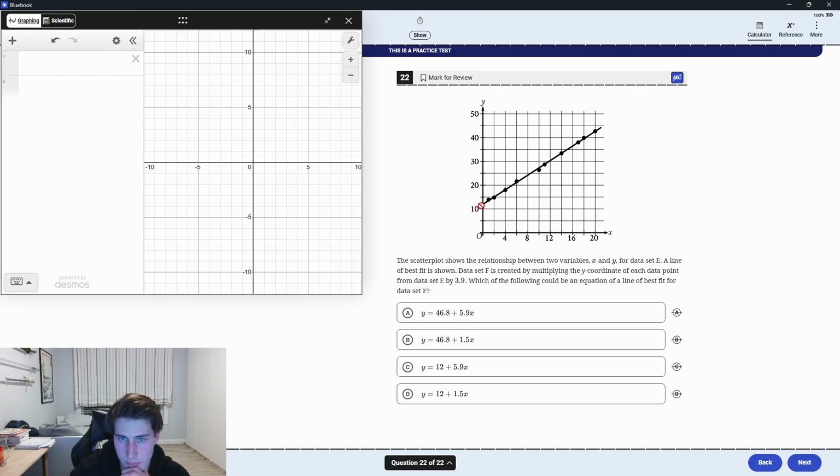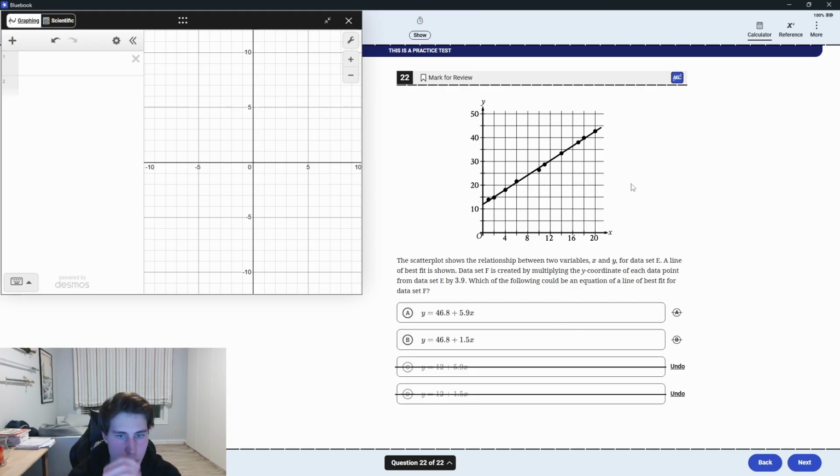Okay, so we have our y-intercept at about, what is this, 13-ish? If this is 15, yeah, like 12-ish. So if we're multiplying each y-coordinate of this value, we can't start with the same y-intercept, because if we're multiplying by 3.9, then the y-intercept is also going to be multiplied by 3.9. So C and D are automatically wrong.